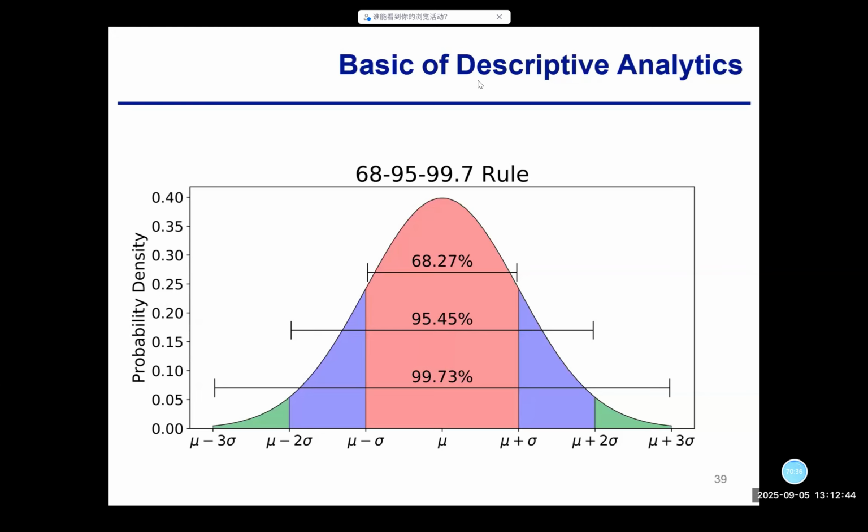And 3 sigma means plus minus 3 standard deviations should capture more than 99%, 99.7%, which is supposed to be the main body. Everything beyond that should be pure outliers. Right.